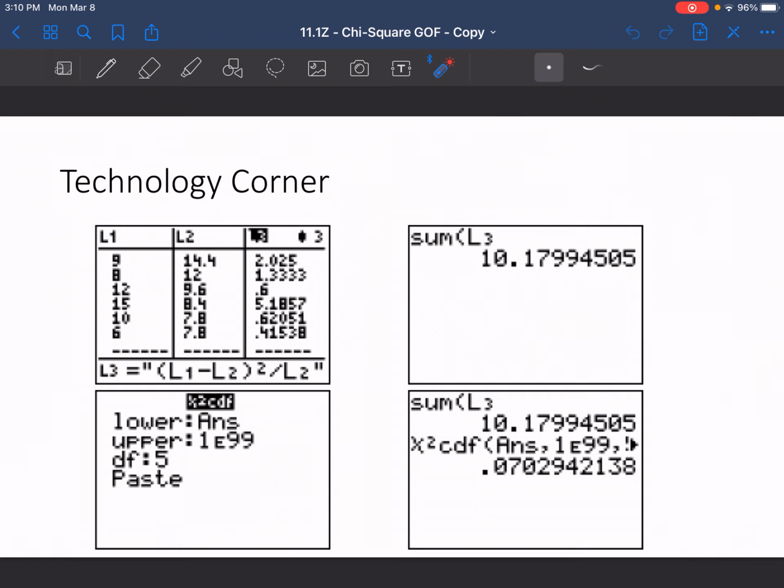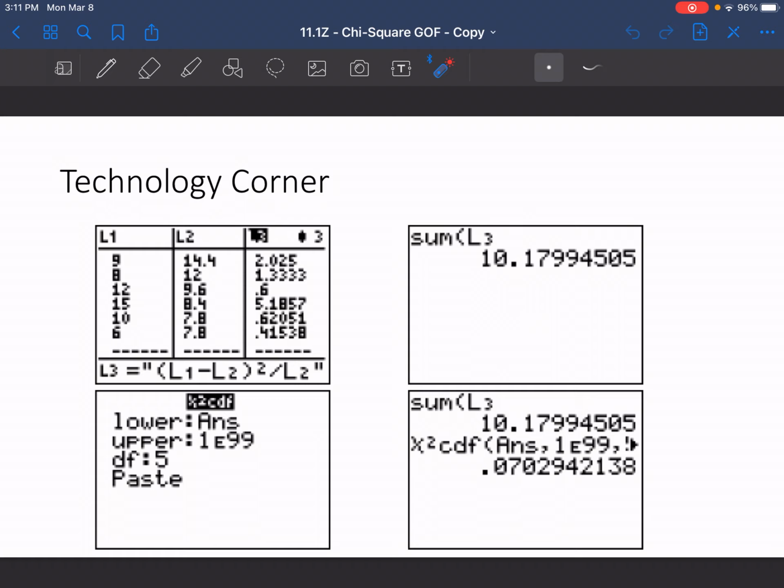Now, this is a little more complicated way of finding both the chi-squared value and the p-value, but essentially what we could do is take the observed values right here and enter them into L1. Then we could take the expected values from our table and enter them into L2. And then for L3, we could take L1 minus L2 squared and divide it by L2. And that would give us all of these numbers, and then from that we could just take the sum of every number that we get in L3, and that would give us our chi-squared value of 10.18.